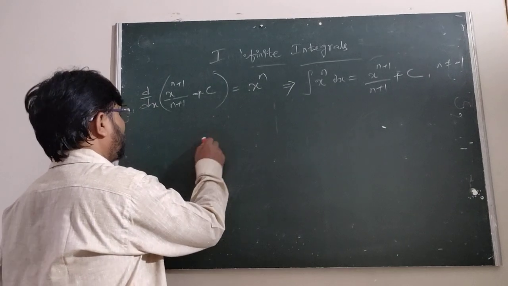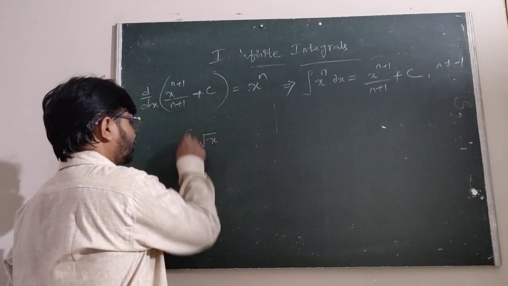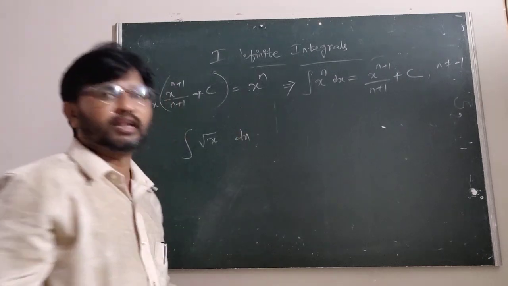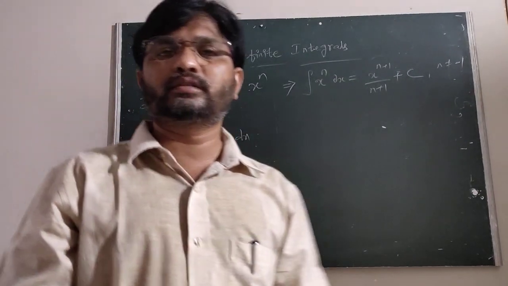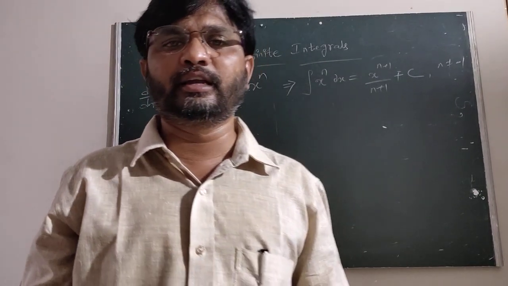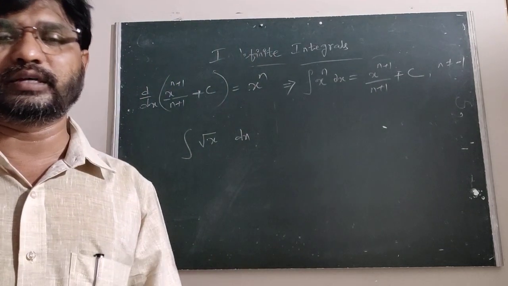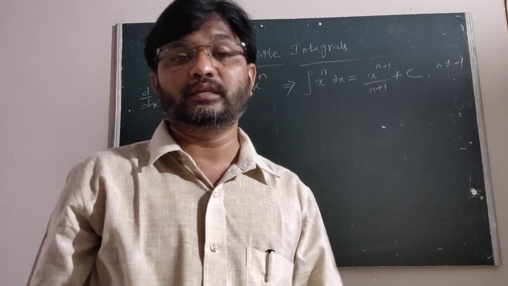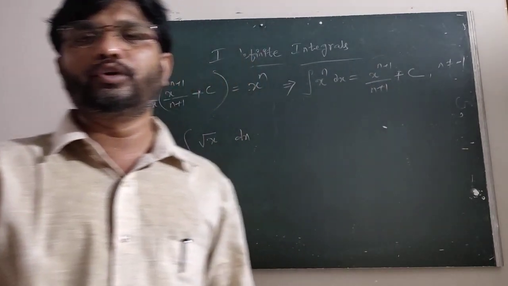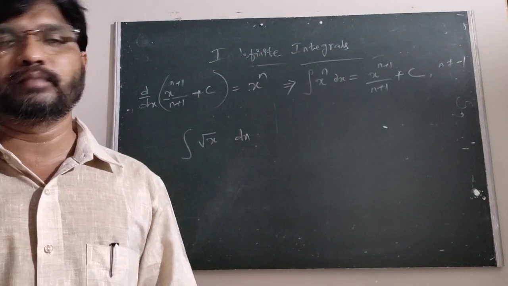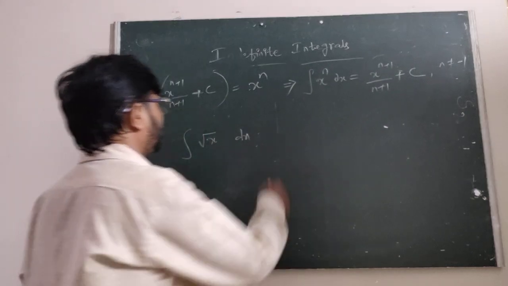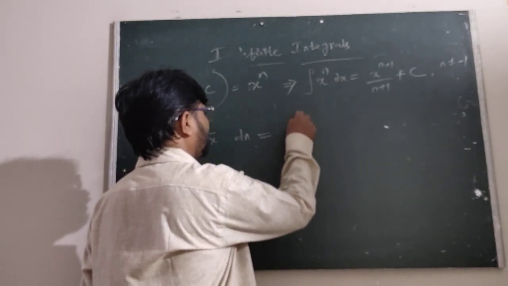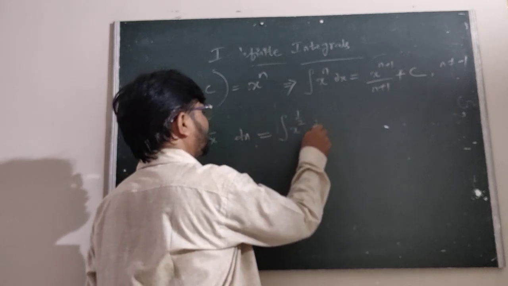Suppose we want to find the integral of root x. All of you listen carefully. What is the integral of root x? So many students directly write the integral of root x is 1 by 2 root x. That is undoubtedly wrong, because we know the derivative of root x is 1 by 2 root x. But here we compare root x with x power 1 by 2.